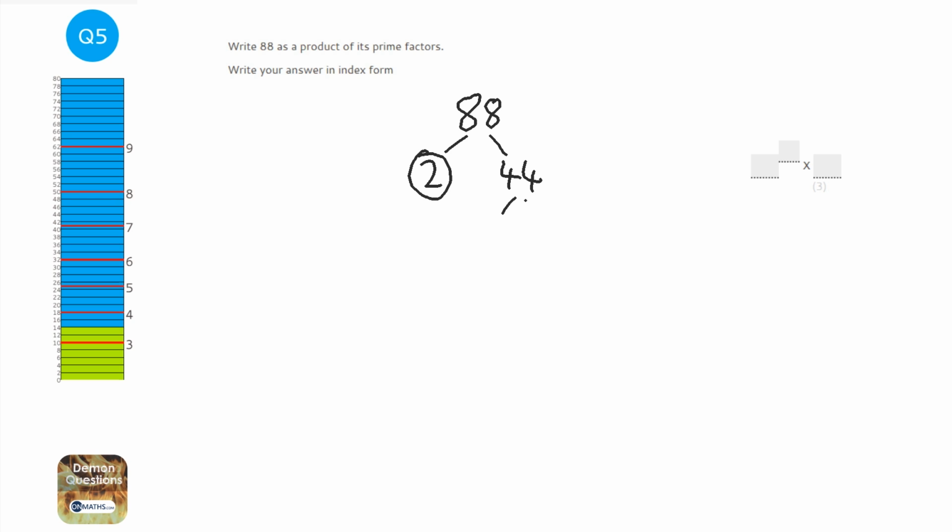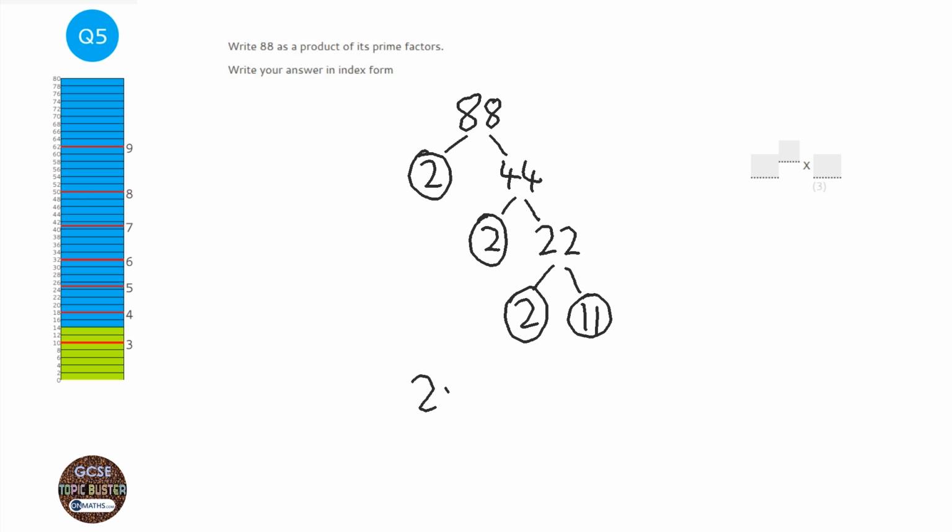So 44, we can get another 2 out of that, we'll divide another 2 out of that, so 2 and 22, 2 and 11. Now 11 is also a prime number, and when you're left with just prime numbers, then you write your answer out like this.